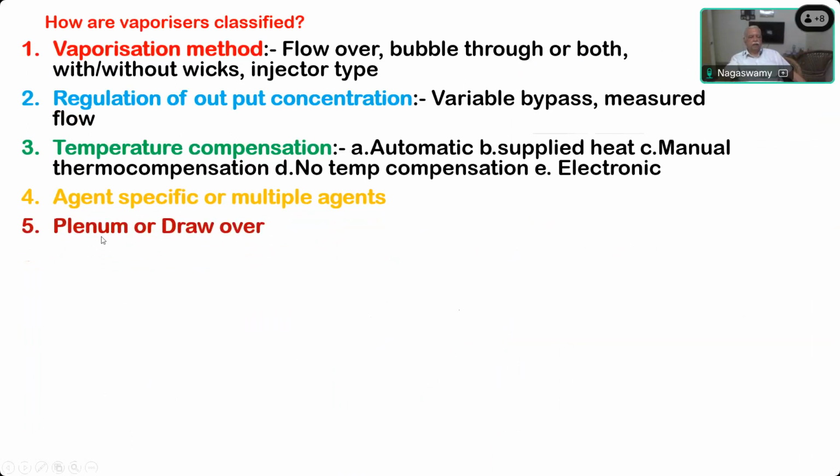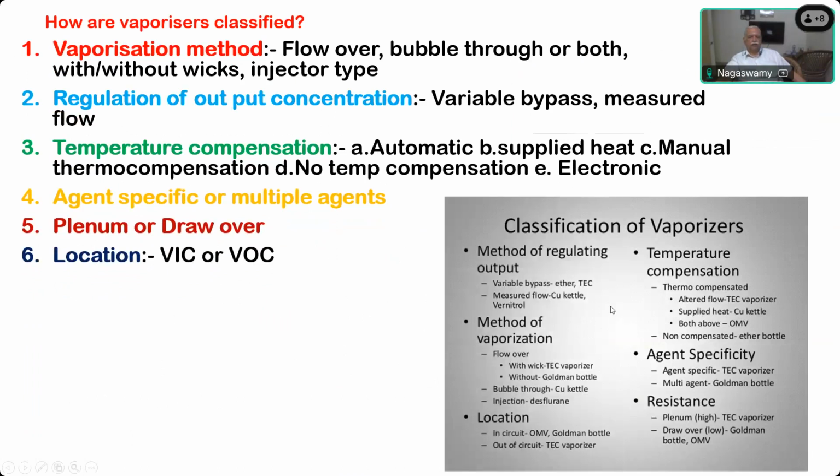Then the other thing is plenum or draw over type of vaporizer. And lastly, the location of the vaporizer, whether it is inside the circuit or outside the circuit. So these are the 6 methods of classification of vaporizers. And of course, again, this is with the example method of regulating outflow.